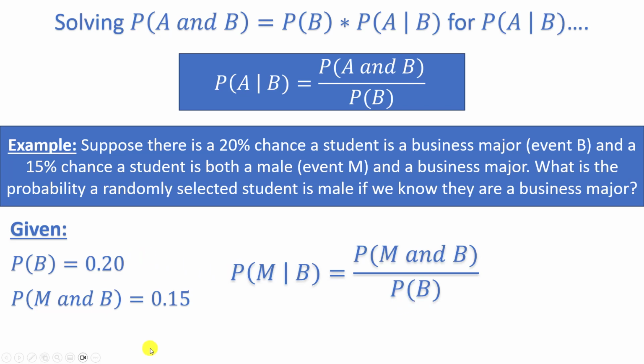And at this point, we have all the numbers we need to plug into the formula. The probability of M and B is 0.15. The probability of B is 0.2. So altogether, the chance that someone is male, given that they are a business major, is a 75% chance.